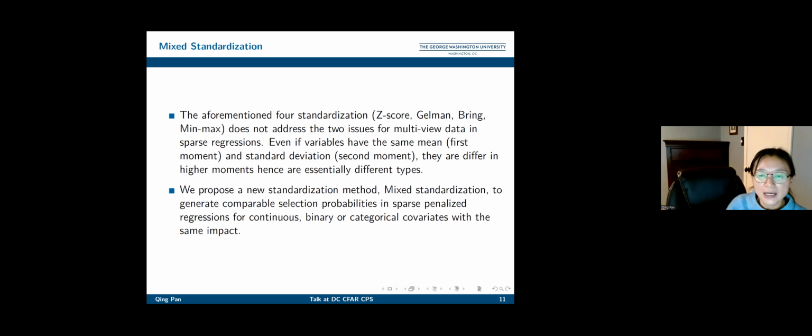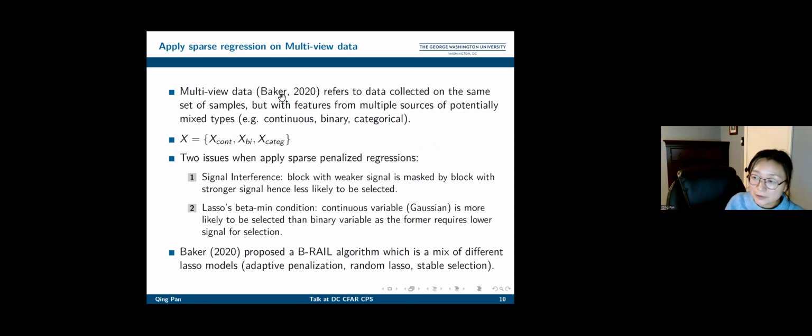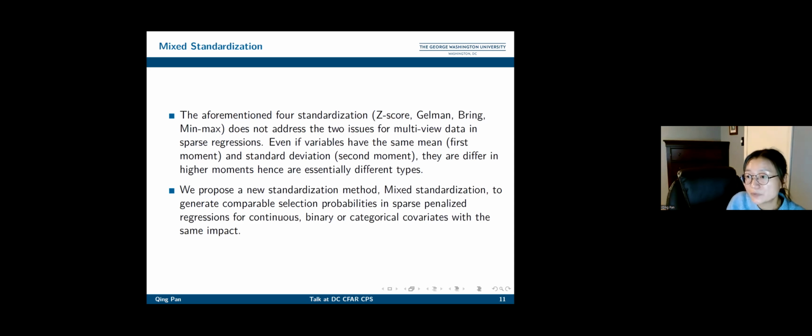But what I want to point out is all the existing methods do not specifically address the issue of multi-view data. I mean, the Baker method does address the multi-view data, but their algorithm is super complicated. You have to do it 100 times or 1,000 times. So we want to propose something that's straightforward, a one-step standardization, but it targets fair comparison across multi-view data.